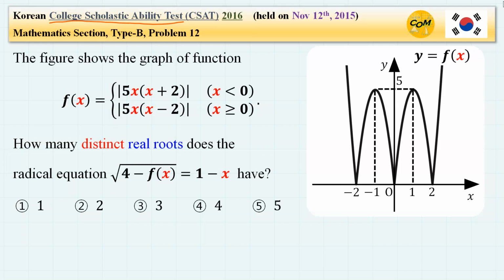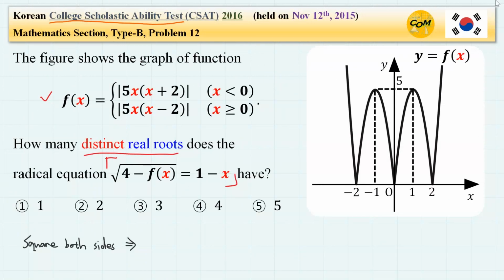Today we are going to solve the following problem. The figure shows the graph of function f(x), which is the absolute value of 5x(x + 2) when x is negative, and the absolute value of 5x(x − 2) when x is positive or 0. How many distinct real roots does the radical equation square root of 4 − f(x) equals 1 − x have?